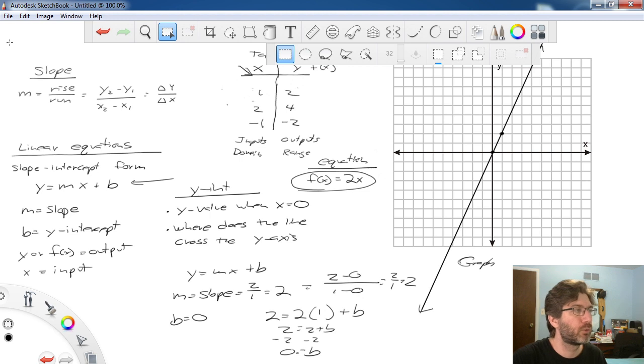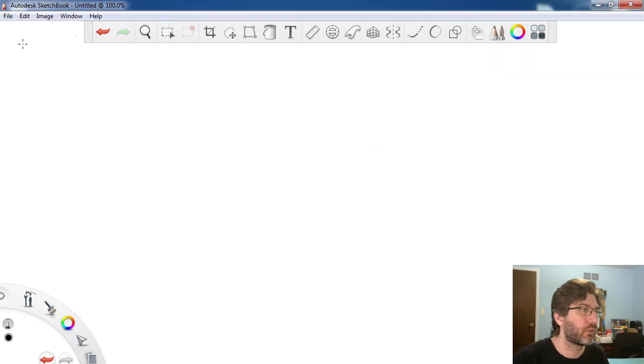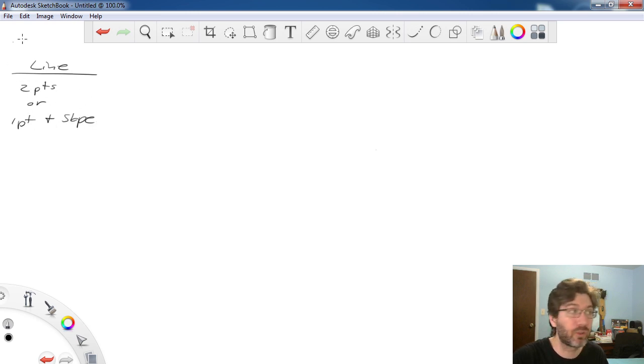So let's say we're given 2 points, and I want to know the equation of a line. So let's recall some things we know. We know that a line is defined by 2 points, or 1 point and slope. So if we have either of these, we can figure out the equation of our line. It doesn't matter, whichever one you want.